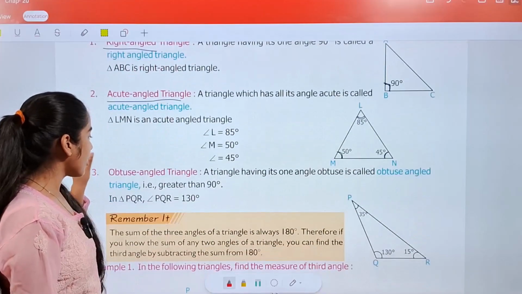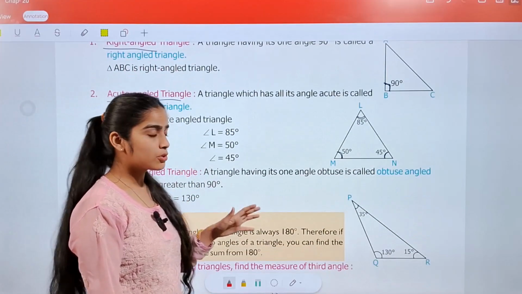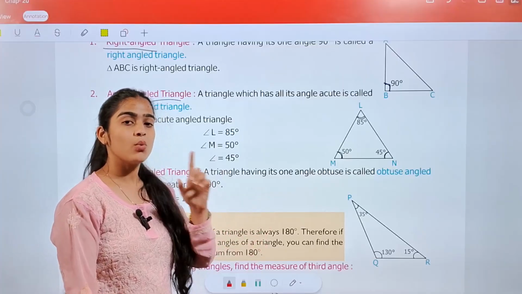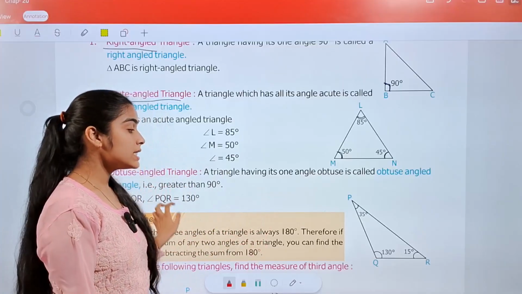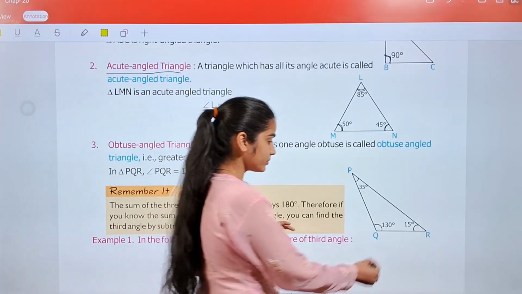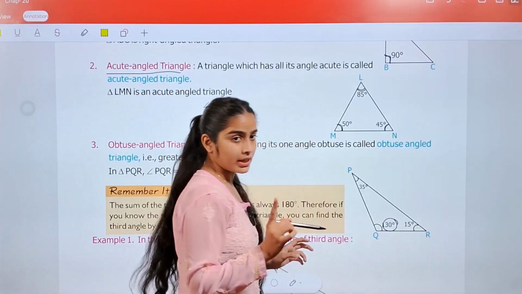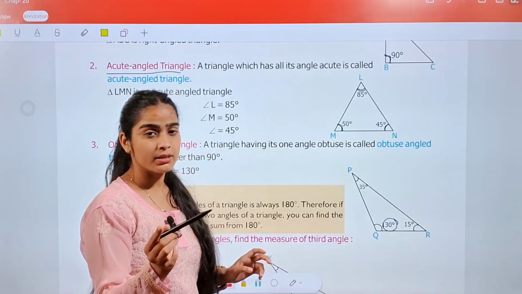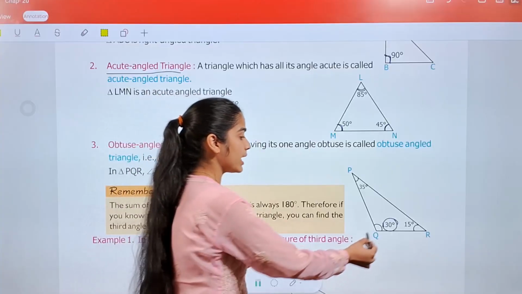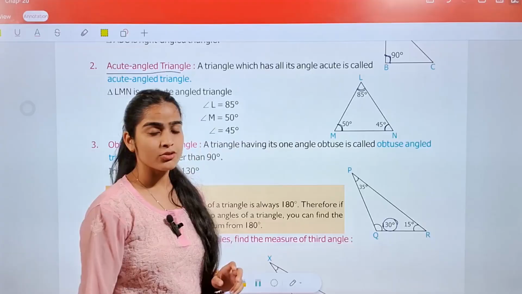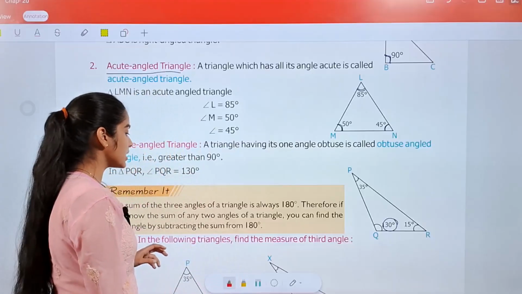The next one we have is the obtuse angle triangle. In an obtuse angle triangle, what we have to consider is that only one angle of the triangle is greater than 90 degrees. Not all three angles are greater than 90 degrees. Only one angle is greater than 90 degrees and the rest of the two are smaller than 90 degrees, you can say acute angles.